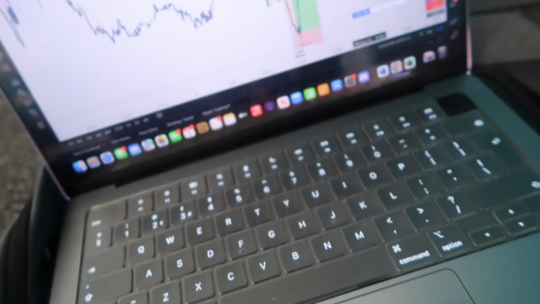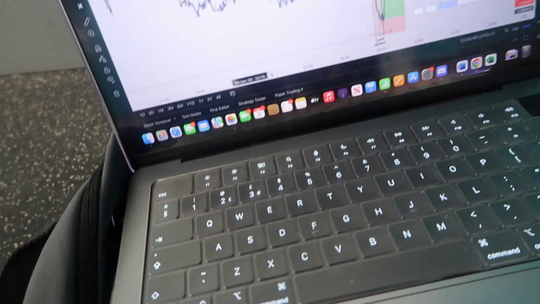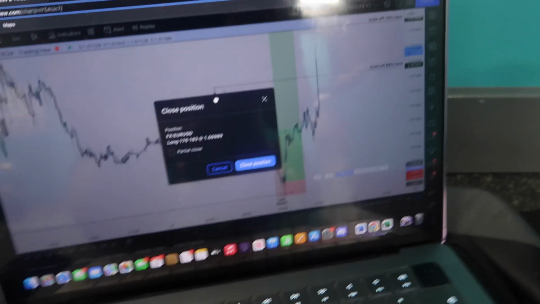So literally just doing my workout. You can see my laptop, the alert has just gone off. I'm about to scale off right now. So I'm gonna hit close. I don't even know how much I'm closing right now. Give me one second.